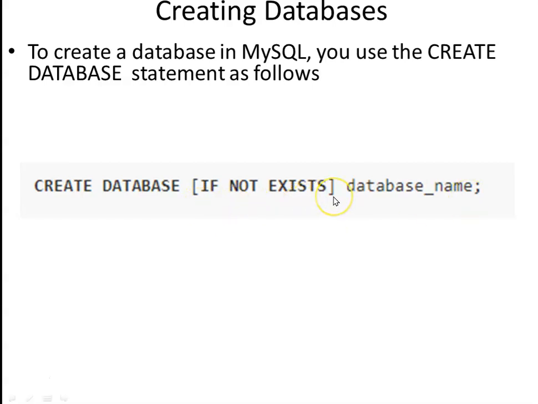The if not exists is an optional clause of the statement. The if not exists clause prevents you from an error of creating a new database that already exists in the database. You cannot have two databases with the same name in a MySQL database.